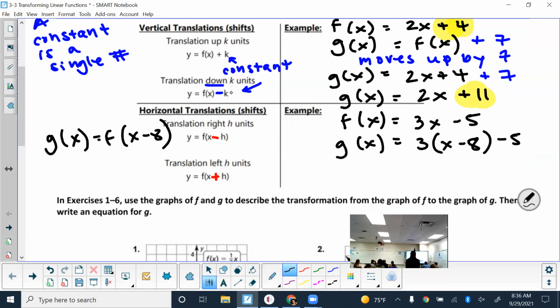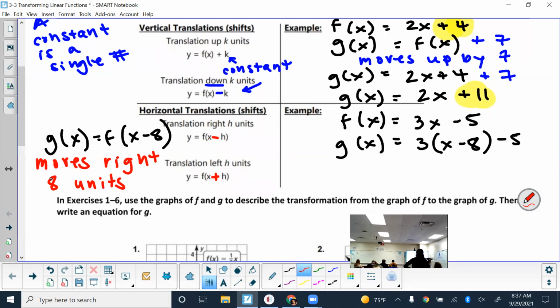All right, now looking at it over here and following these rules, which you can use your notes on your exit ticket and on your form A of the test, what would you tell me is the movement? When it said, like, describe the transformation. Is it moving up, down, left, right? If it's f of x minus 8, it's moving to the right, you see? So it moves right. How many units? So it moves right 8 units. That makes sense? Any questions?